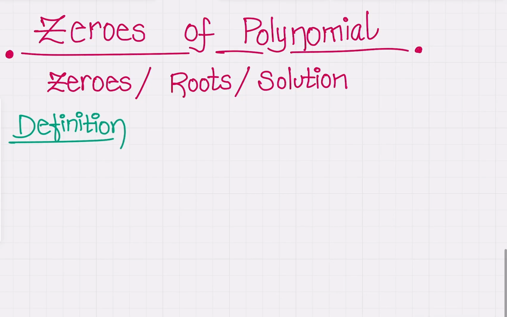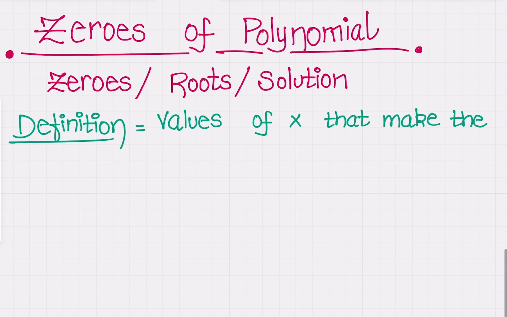As to what is the basic meaning. So the definition is, zeros or roots or solutions are the values of x that make the value of the polynomial p of x equal 0. So zeros of polynomials are those values of x that will make the whole polynomial value equal 0.